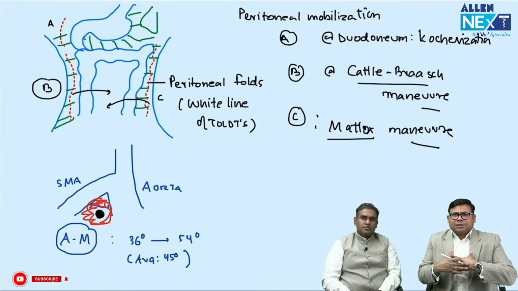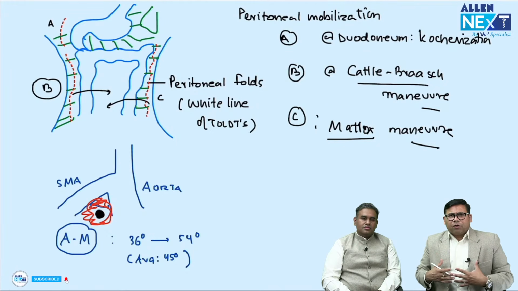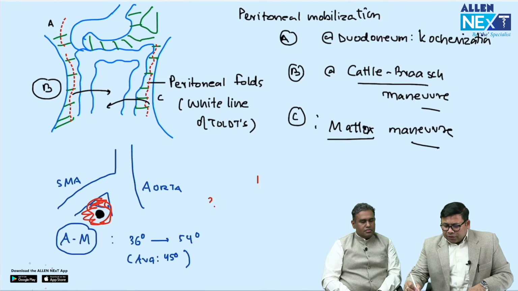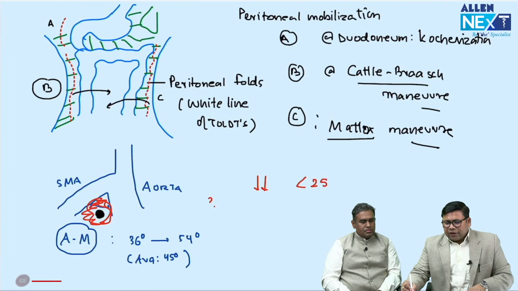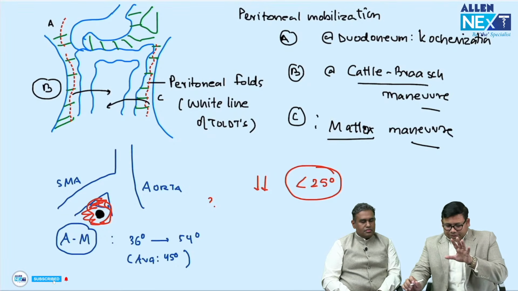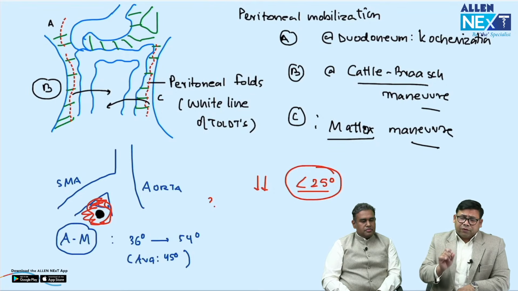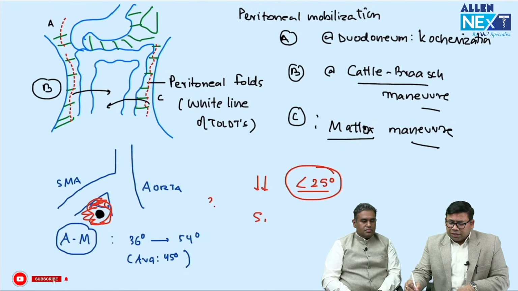When we actually apply a cast, what will happen? There will be pressure atrophy of the fat. So the moment there is loss of fat, what will happen? There will be decrease in angle, and decrease in angle to less than 25 degrees will start with the features of compression, and this is very important. So what is this known as? This is known as SMA syndrome.